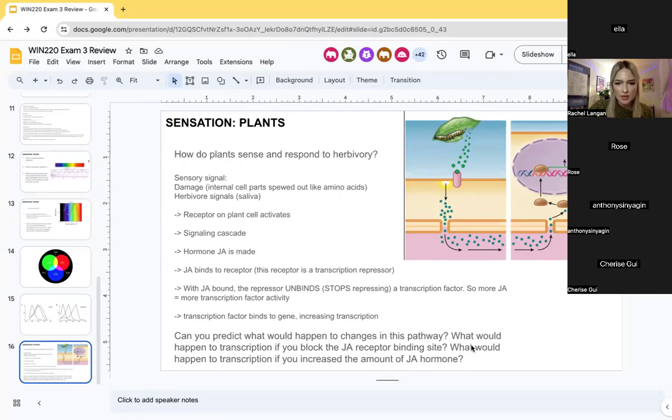Another example would be, what would happen to transcription if you increased the total amount of the JA hormone? If you increase the total amount, then it would bind more receptors, less repression, more transcription factor binding, and more transcription. So again, you should just be able to reason through that given the diagram. I'm not going to ask you to tell me the steps of this pathway, but given the pathway, can you predict changes? And that is the end.